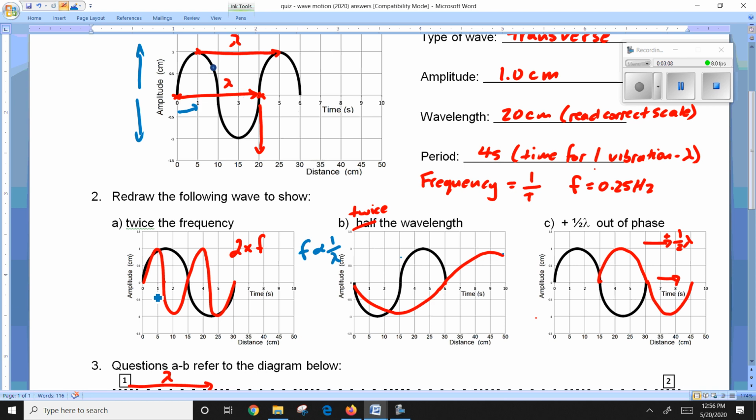Finally, phase means how much the wave is shifted. The positive says it's being shifted to the right, and it's going to be shifted half a wavelength.